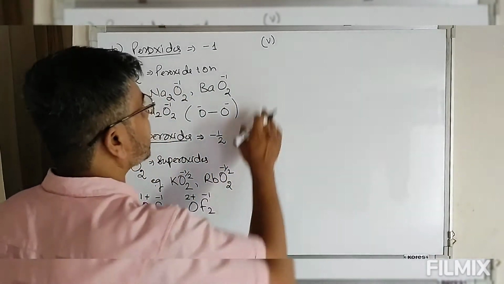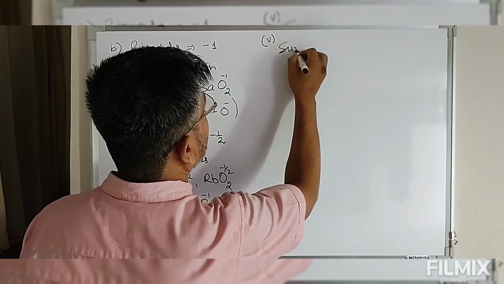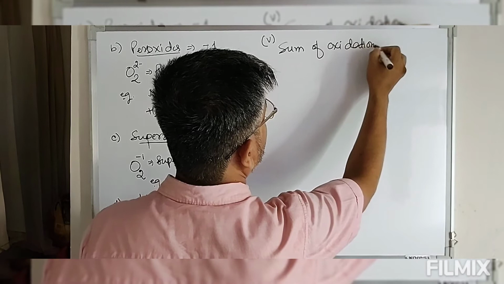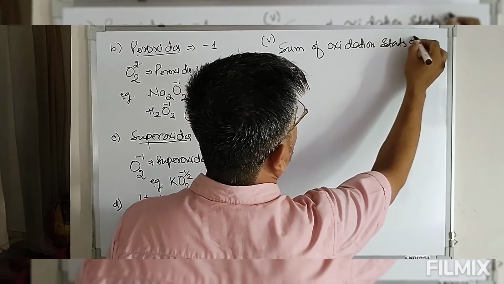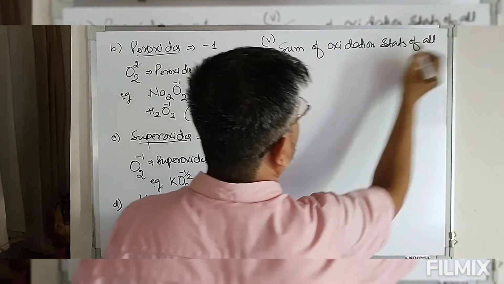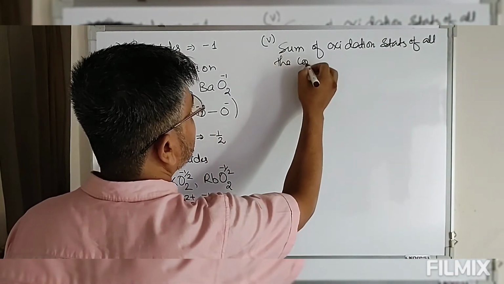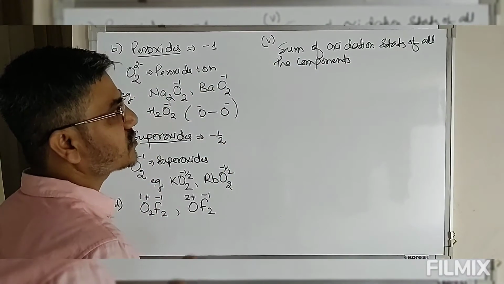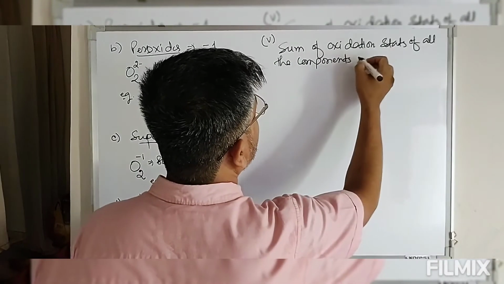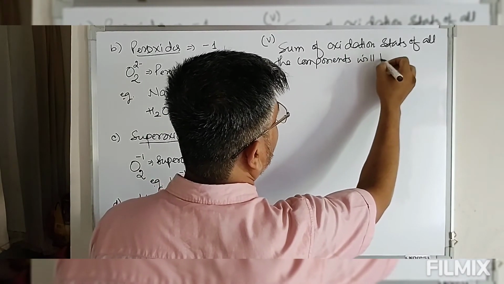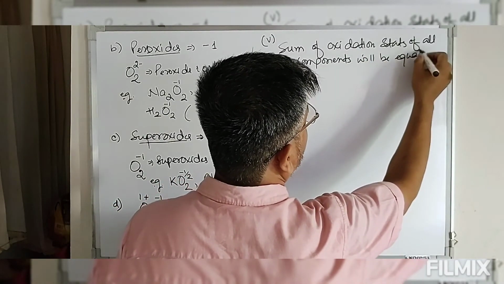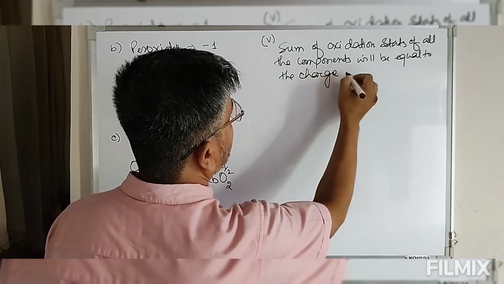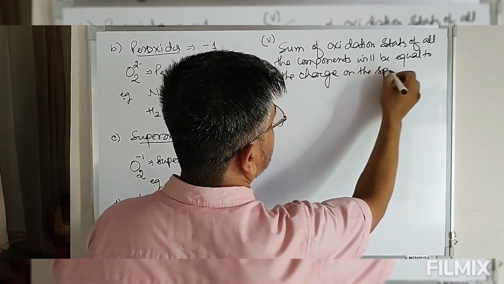So rule number 5 says the sum of the oxidation states of all the components will be equal to the charge on the species.